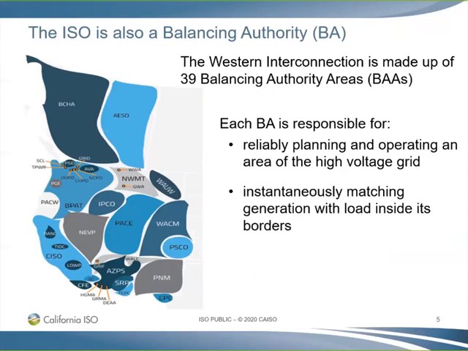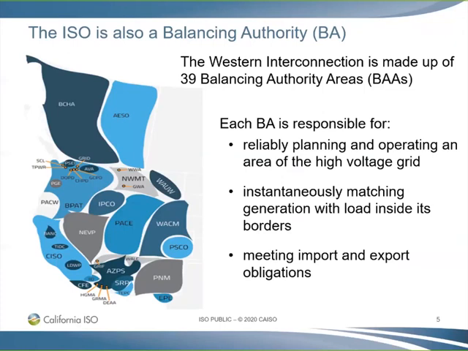There are 39 separate BAs in the West, each with the same core functions of preparing the system for next day operations using resources within their boundaries, as well as taking into account imported energy from neighboring BAs and matching changing supply with changing demand in real time. The ISO is the largest BA in this region, handling an estimated 36% of the electric load in the Western Interconnection.